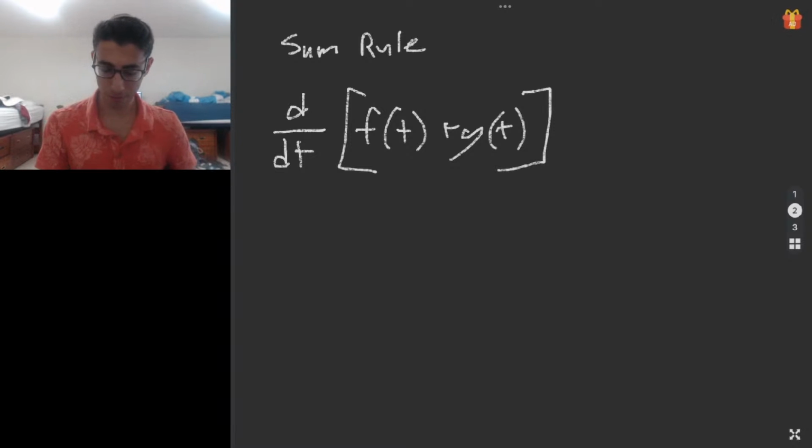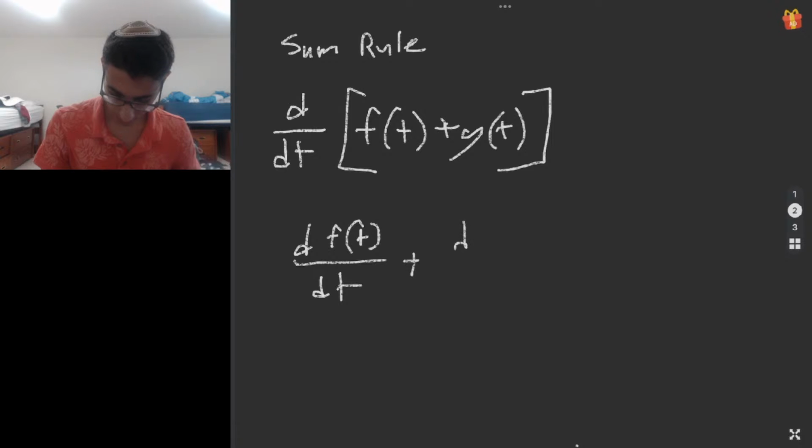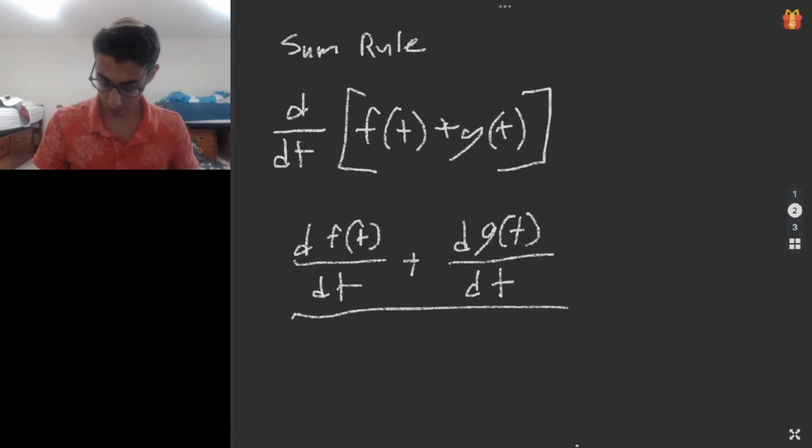Okay, so if we have some functions f and g that both have a variable t, and you want to find the derivative of f plus g with respect to t, you can actually break them up. So that would be the derivative of f of t over dt plus the derivative of g of t with respect to dt, with respect to time. So this is the sum rule.